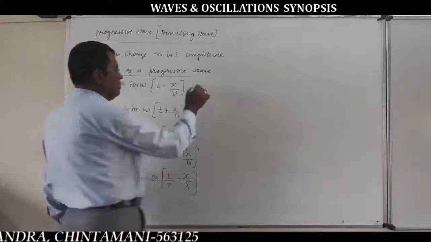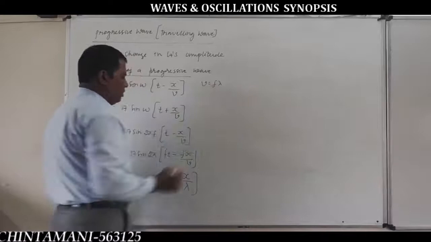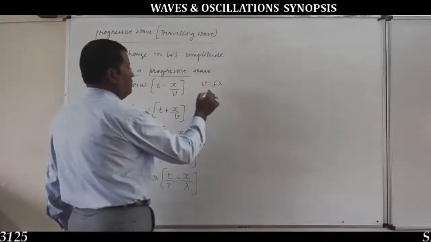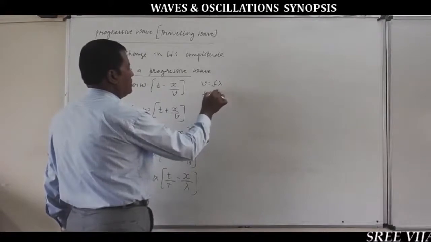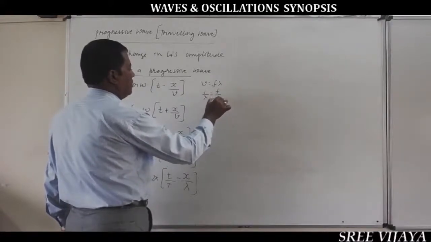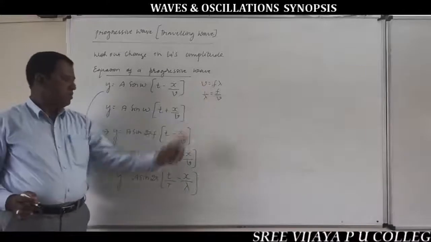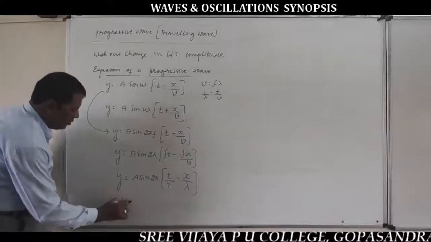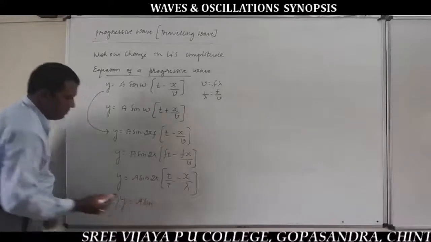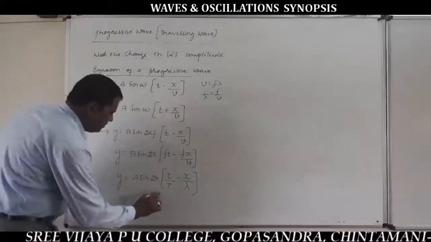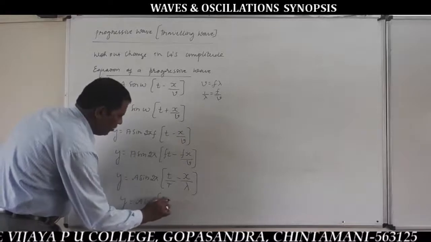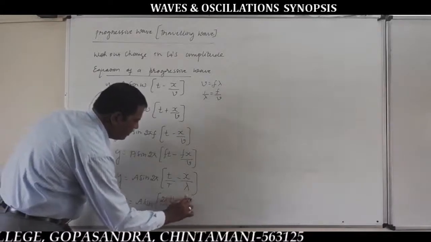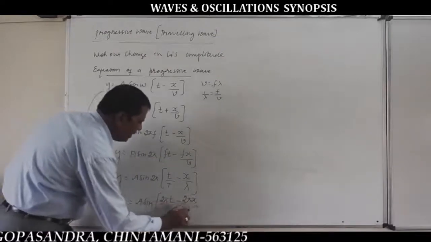So we have this relation v is equal to f lambda. 1 by lambda is equal to f by v. So therefore this f by v is written as x by lambda. Y is equal to a sine 2 pi into t by T minus 2 pi x by lambda.